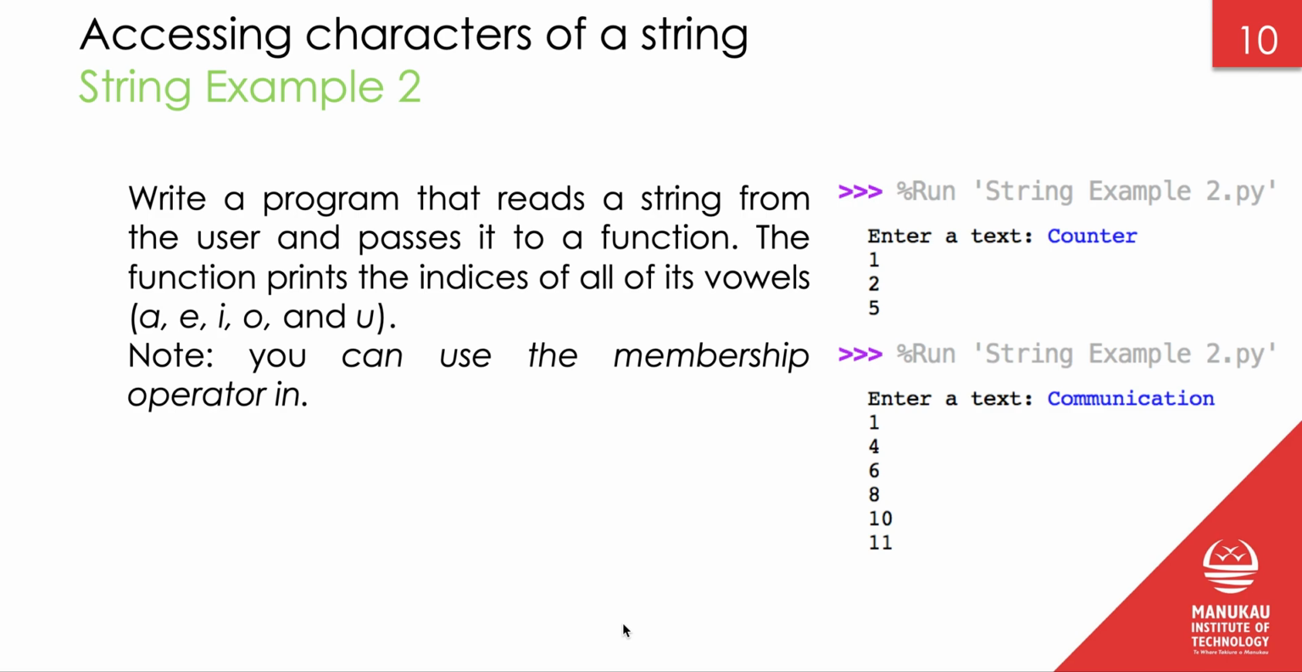In this exercise, we want to write a function that receives a text and then prints the indexes of any vowel in that text. Vowels in English are the characters A, E, I, O, and U. For example, if the user enters "counter", the indexes of the vowels are 1, 2, and 5.